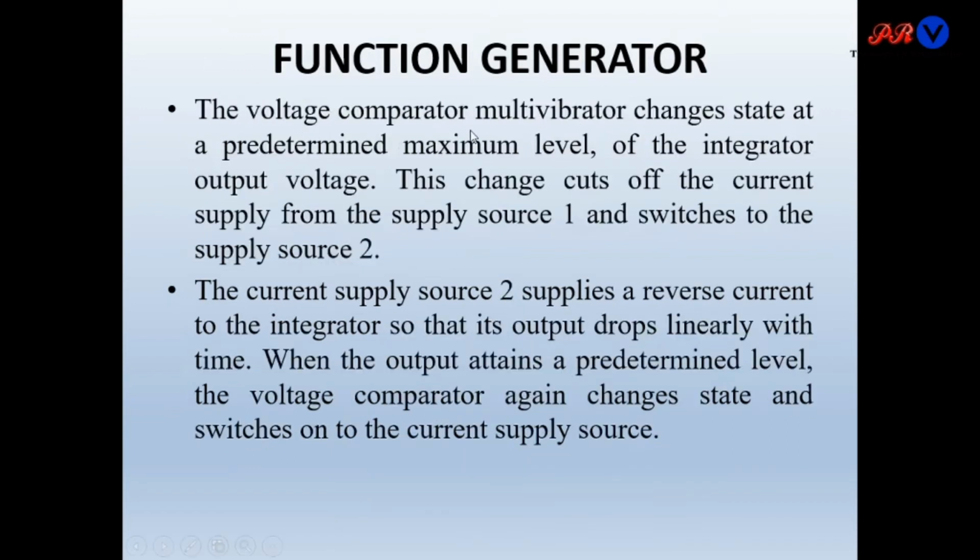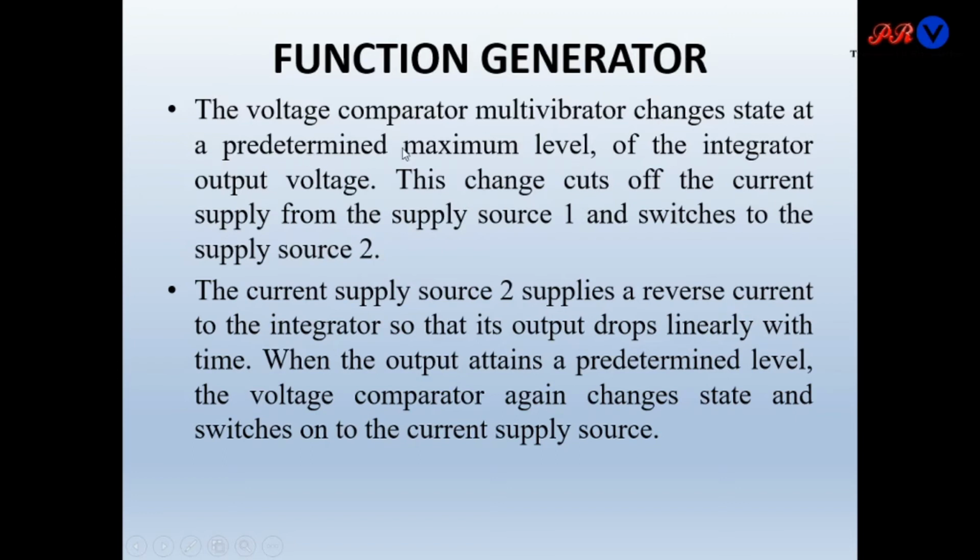The voltage comparator multivibrator changes its state. The voltage comparator multivibrator is used to generate the square wave, so it must have two stable states, high state and low state, and these will change state at a predetermined maximum level of the integrator output voltage. Means when the integrator output voltage reaches a maximum level, then it will change its state.